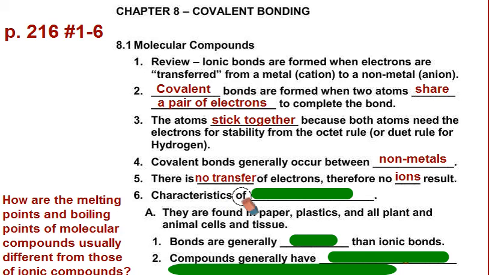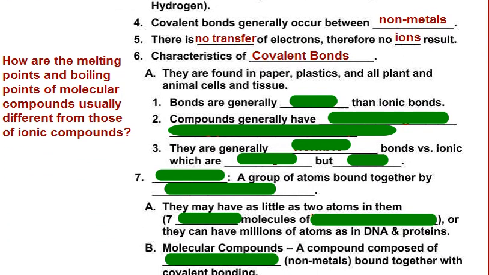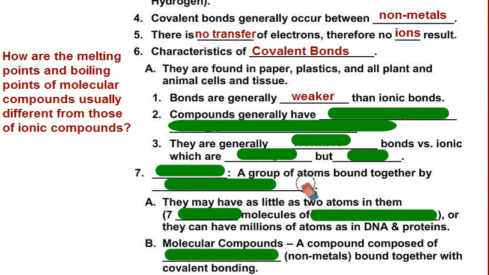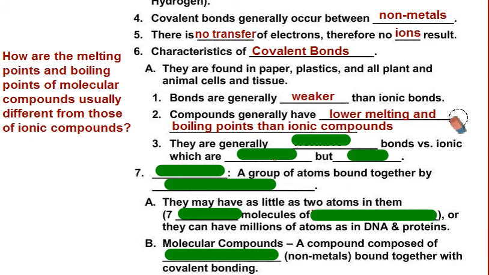All right, now the characteristics of our covalent bonds. They are found in paper, plastics, and everything in all plant and animal cells and tissues. Everything that is organic has covalent bonds in it. Now, the bonds are generally weaker than ionic bonds. They generally have lower melting and boiling points than ionic compounds, which should make sense to you.